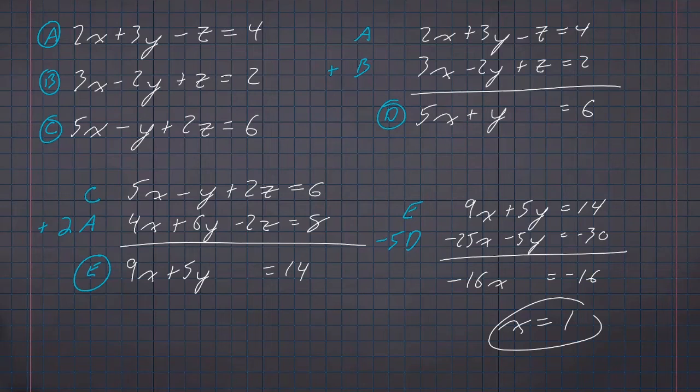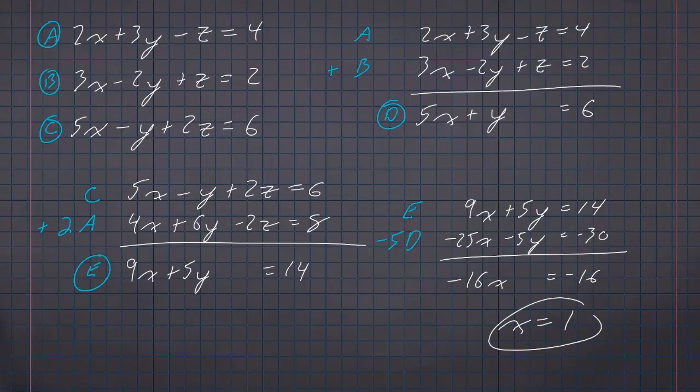Now I have to go back to equations I've already worked with to solve for y and for z. I don't want to go back to one of the original equations just yet because the original equations have too many variables in them, right? They have x and y and z. I need an equation that has just x and y. That's either equation D or equation E. I could, once again, choose any of them. I'm going to choose equation D.